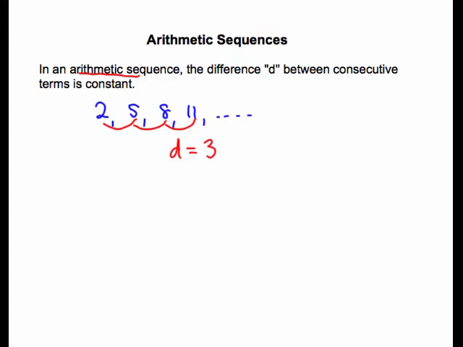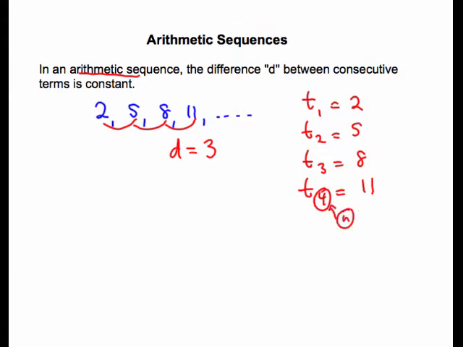Now just some other notation we're going to use. We're going to use the letter T to represent the term and the subscript to talk about the particular term number we're talking about. So term 1 would be 2, term 2 would be 5, term 3 would be 8, term 4 is 11. And this little subscript we're going to use the letter n to represent, which is going to talk about the position or the term number that we're at.